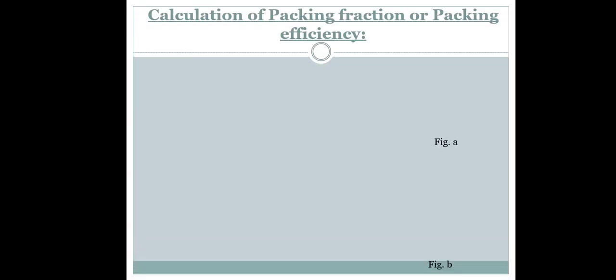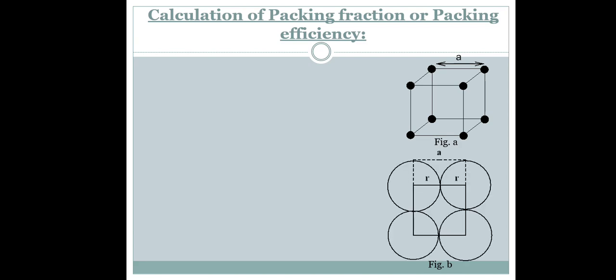Now, calculation of packing fraction or packing efficiency. First, very important in this type of derivation is to draw the figure. So that is a simple cubic unit cell. What you can see over there is an open structure of the simple cubic unit cell where the particles are occupying the corners, and you can clearly see the edge length which we have shown is a.